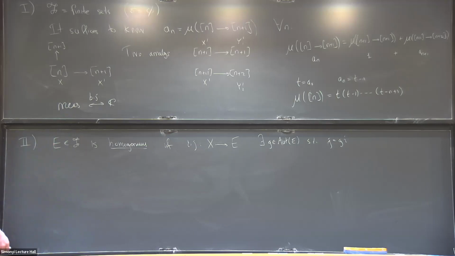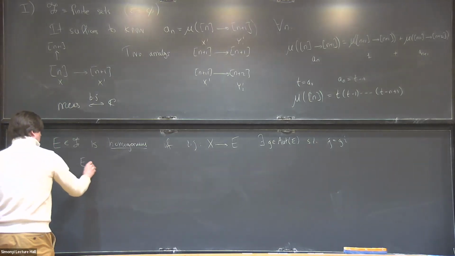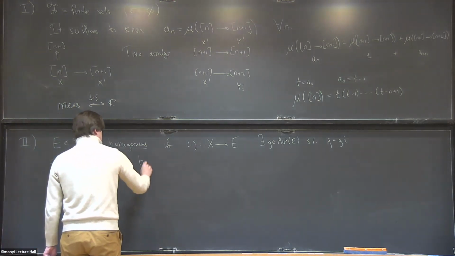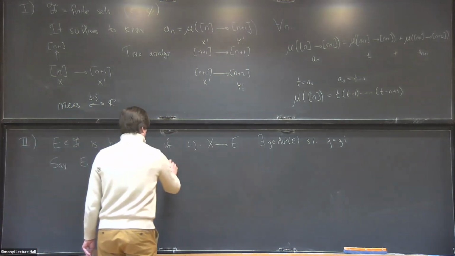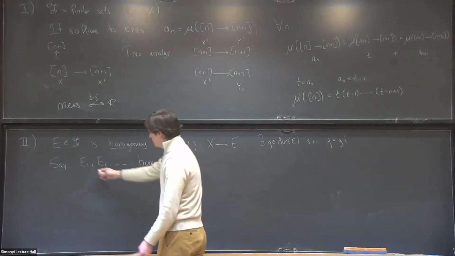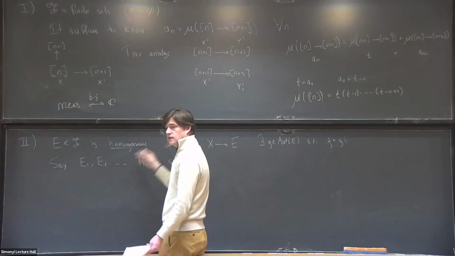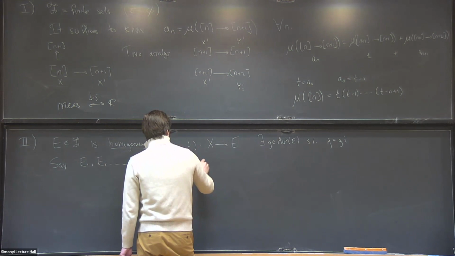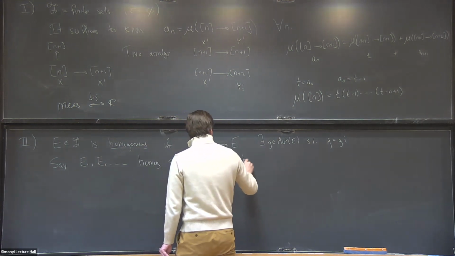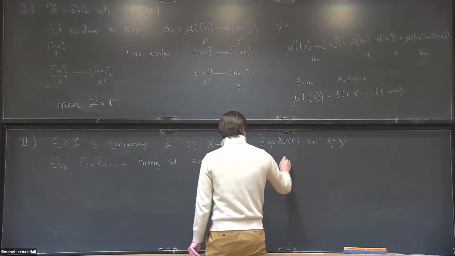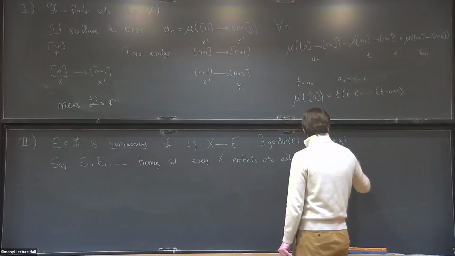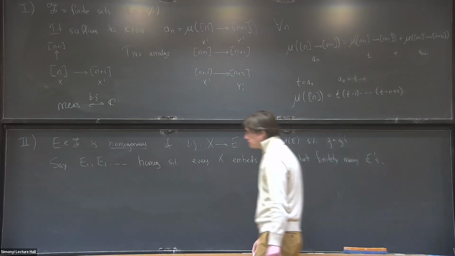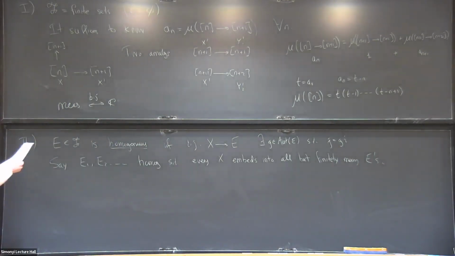So let's say that we have a lot of homogeneous objects, E1, E2, etc., such that every object embeds into all but finitely many of these. In most cases, this will be a chain where E1 embeds into E2, E2 embeds into E3, and so on, such that every X embeds into all but finitely many. Okay, so this is the situation where this counting embeddings thing will work.